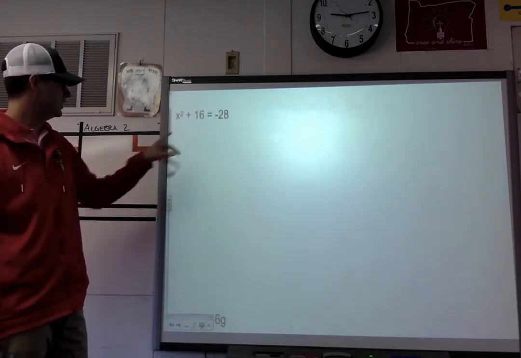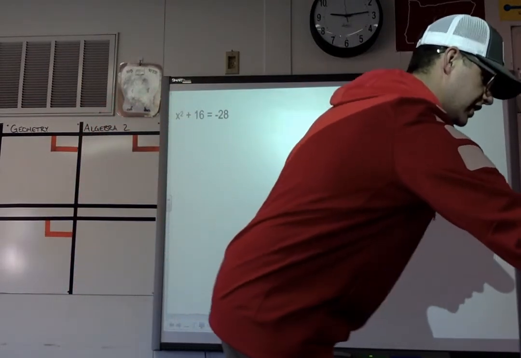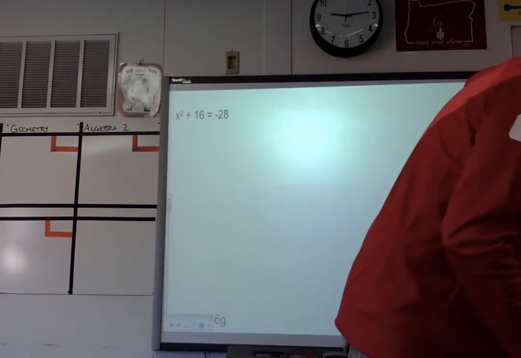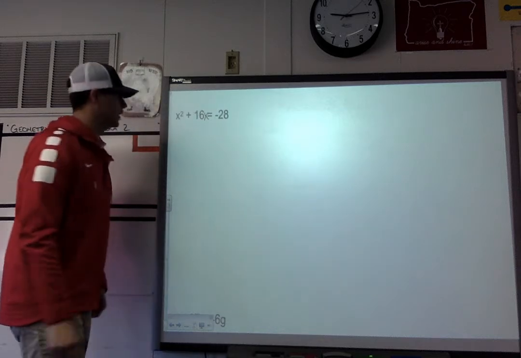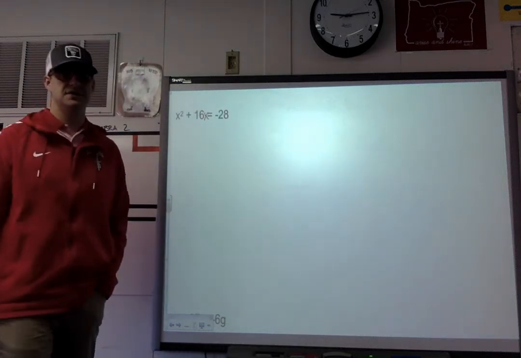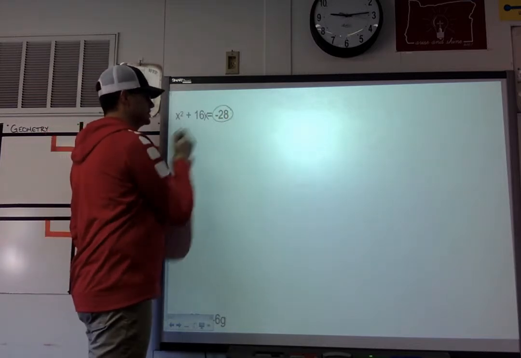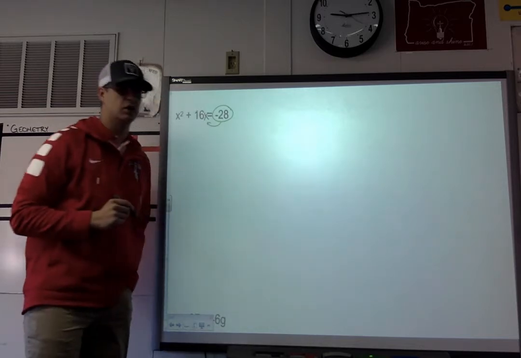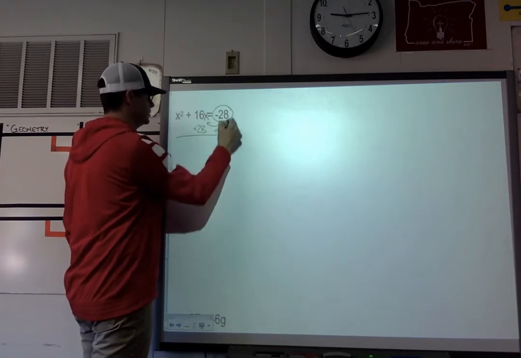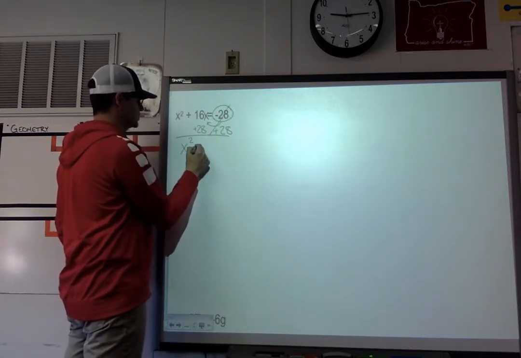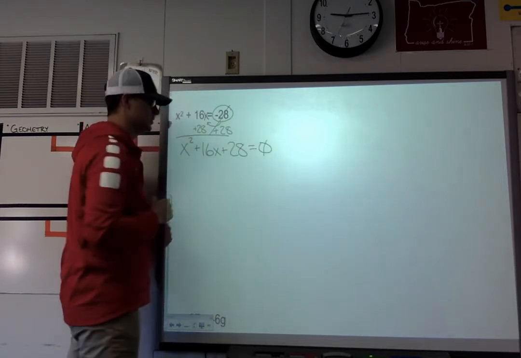Now, if I come up with one like this, x squared plus 16 minus 28. In this one, I feel like I forgot a variable in there. Yeah, there should be an x with our 16. So x squared plus 16x equals -28. In order to solve this, we have to move whatever is on this side of the equals sign over before we can factor. So we would add 28 to both sides, which would give us x squared plus 16x plus 28 equals 0.